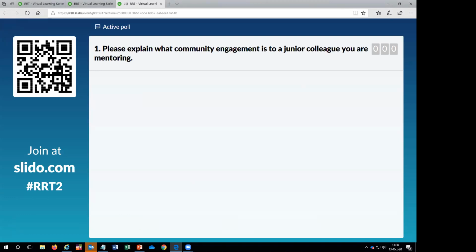If you are not able to log in with the QR code or with the address slido.com, in this case, you may write your answers in the chat box. We can have a look at them as well.